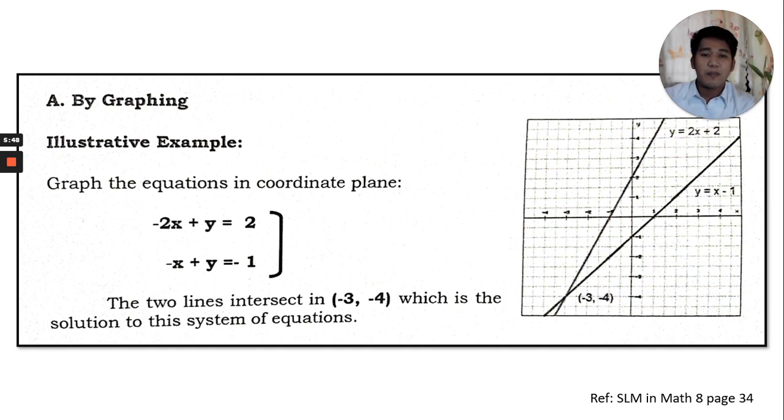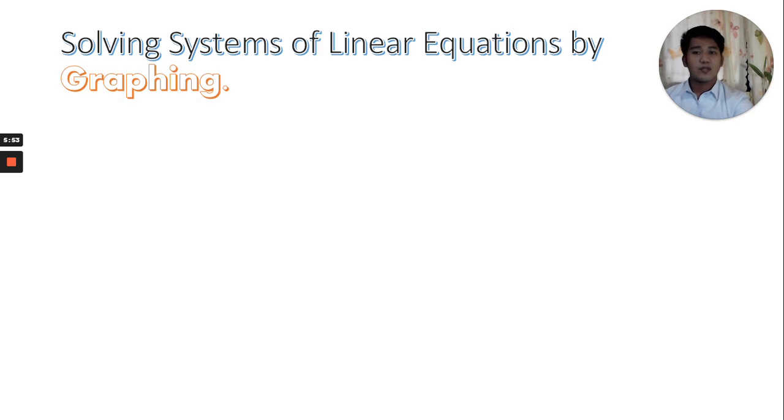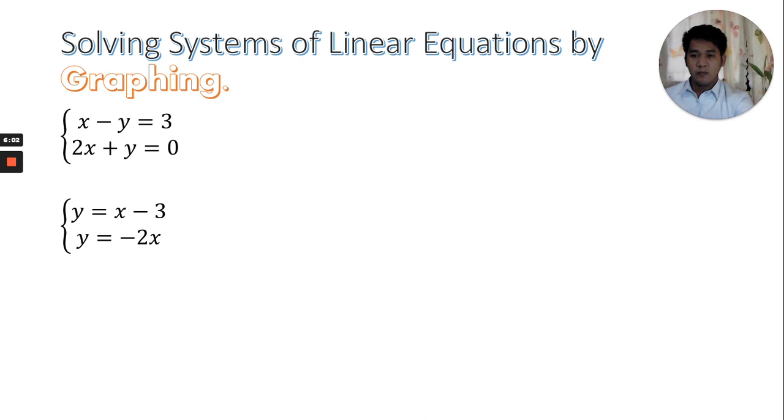So let's do it by my own example. Now, solving systems of linear equations by graphing, given the system x minus y is equal to 3, 2x plus y is equal to 0. Now, first things first is rewrite the given equations into slope-intercept form. Okay, as we rewrite it, this will be the new form. y is equal to x minus 3 and y is equal to negative 2x.